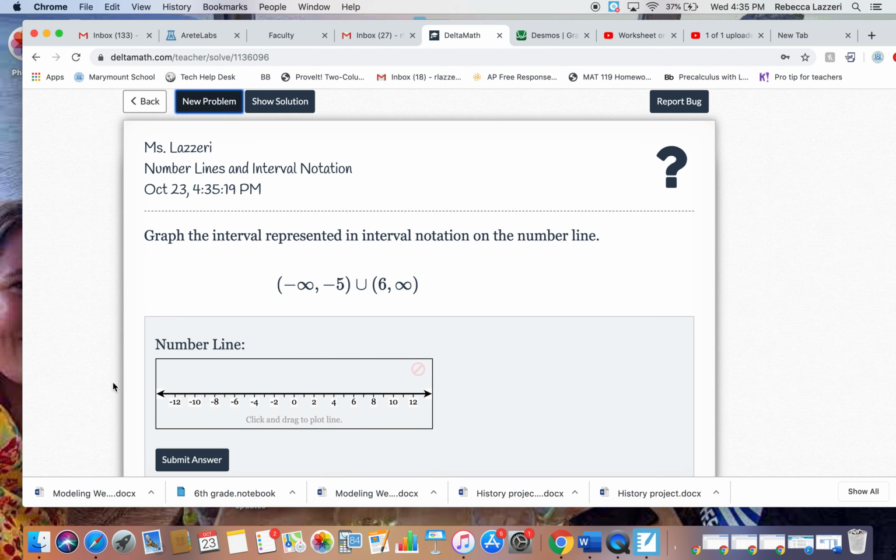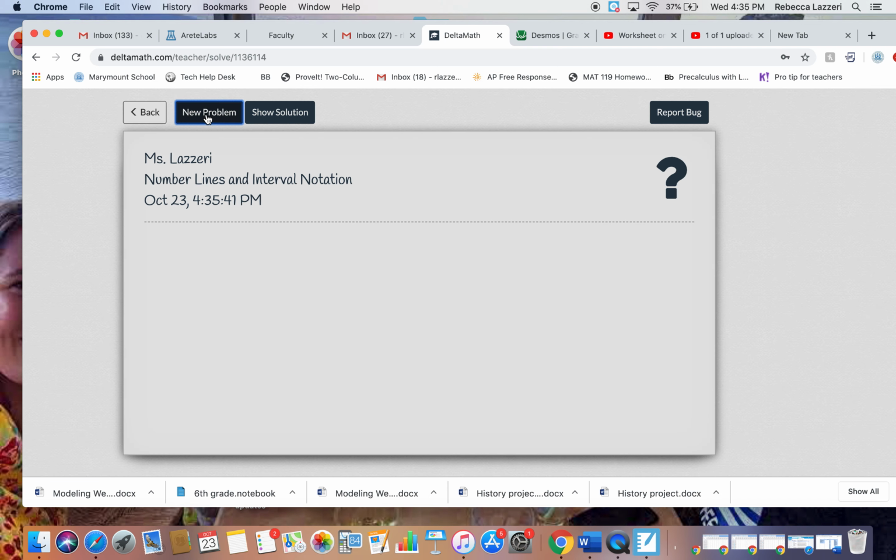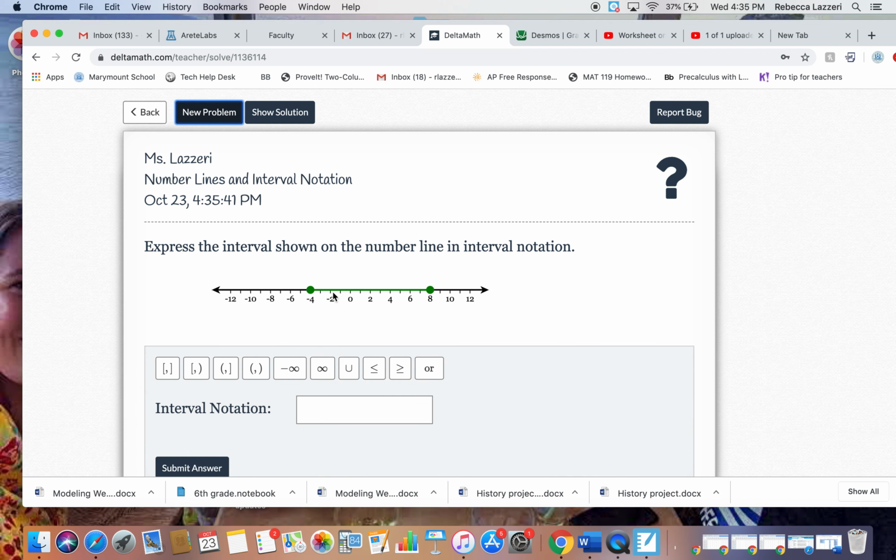We'll do another one of these. This one's negative infinity to negative 5, and 6 to infinity. And parentheses means open. Parentheses on the 6 means open. Click on it.